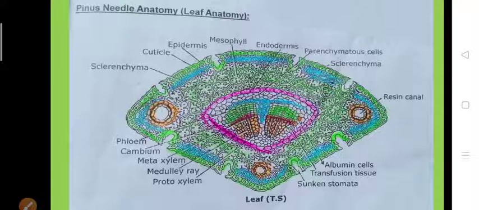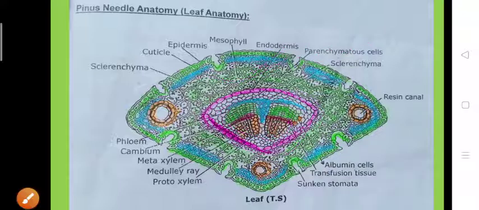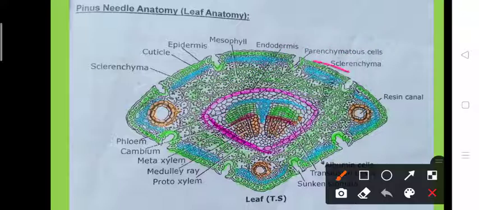The three main parts seen in the needle are epidermis, mesophyll and vascular cylinder. Transverse section of the Pinus needle shows mainly these three parts. Coming to the epidermis, this is the epidermis. The epidermis is the outermost layer, one cell thick, without any intercellular spaces.